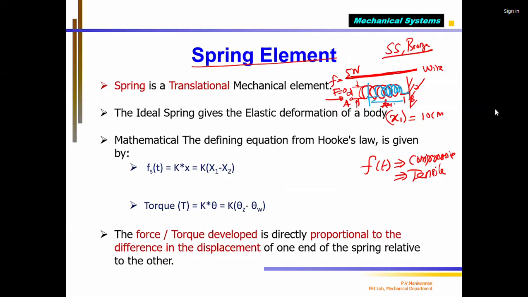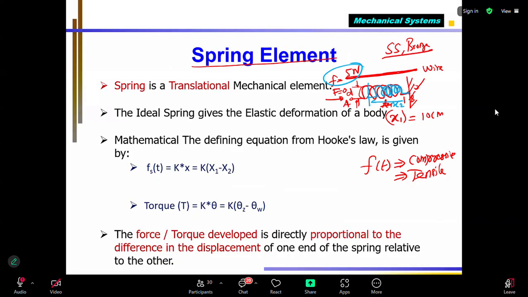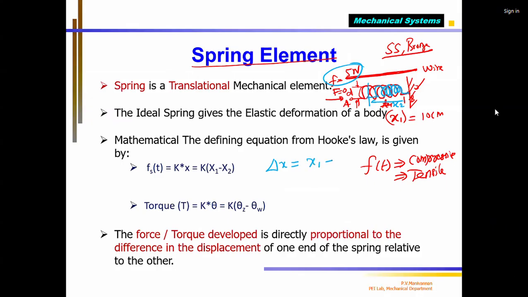This length is called x2, the new length after applying 5 Newton force. Then I will say that there's a change in length of the spring. When the force is applied, I say the change in length delta x equals x1 minus x2. x2 is the new length after applying force, and x1 is before applying force, that is the original length.